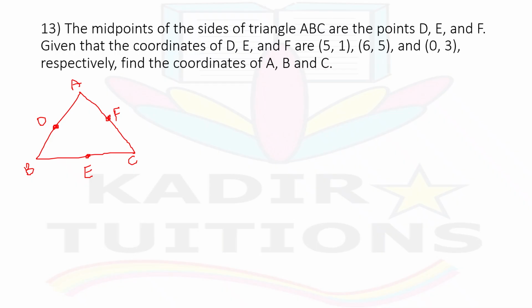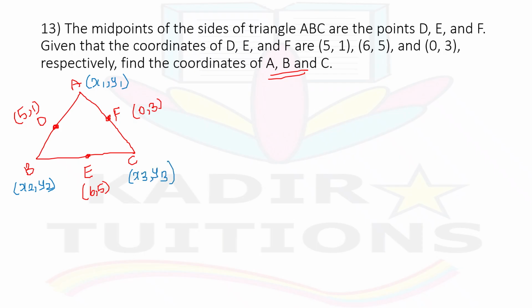So now we can mark these points also: D is 5, 1. This is E, 6, 5, and this one F is 0, 3. And what is our question? We need to find the coordinates of all these three vertices. Okay, so the midpoints of the sides have been given, and we have to find the vertices. So first we'll mark with a variable A as x1, y1, and B as x2, y2, and C as x3, y3. So we are going to find all these three coordinates with the given information.